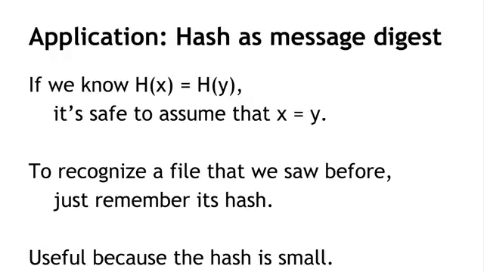Suppose, for example, that we had a really big file, and we wanted to be able to recognize later whether another file was the same as the file we saw the first time. One way to do that would be to save the whole big file, and then when we saw another file later, just compare them. But because we have hashes that we believe are collision-free, it's more efficient to just remember the hash of the original file. Then if someone shows us a new file and claims that it's the same, we can compute the hash of that new file and compare the hashes. If the hashes are the same, then we conclude that the files must have been the same. And that gives us a very efficient way to remember things we've seen before and recognize them again. And of course, this is useful because the hash is small.